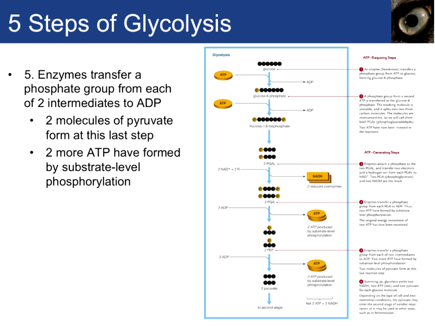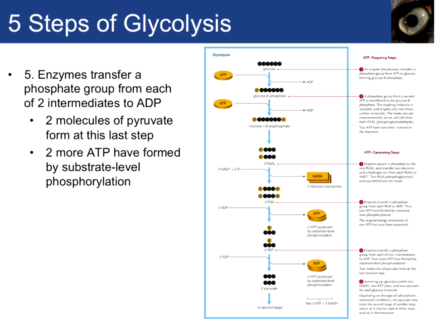And then finally, enzymes transfer a phosphate group from each of the 2 intermediates to ADP, and 2 molecules of pyruvate form at this step. So 2 more ATP have formed by substrate level phosphorylation. And so summing up, glycolysis yields 2 NADH and a net of 2 ATP. Also, you have 2 pyruvate for each glucose molecule.